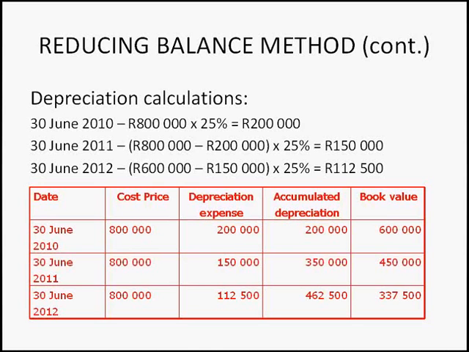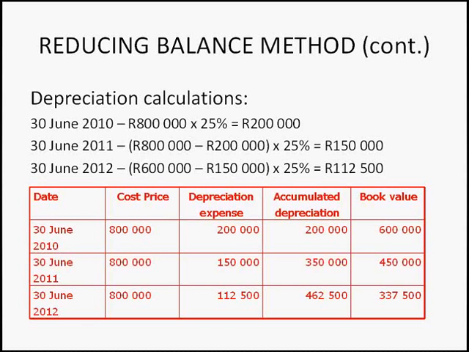In year 3, on the 30th of June 2012, my cost price is still 800,000. That does not change. The depreciation expense for that year, if I look at my calculations at the top, was 112,500, which means that my accumulated depreciation now is 462,500. How did I get that? Well, it's the accumulated depreciation from the previous year, in other words 350,000, plus the depreciation I wrote off for this year, 112,500. So 350,000 plus 112,500 gives me 462,500. That then leaves me with a book value of 337,500.